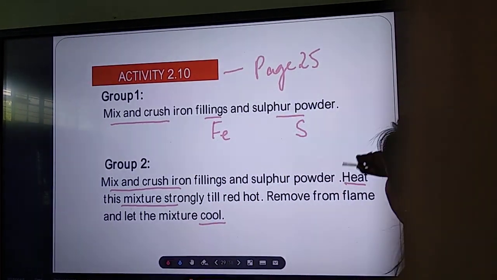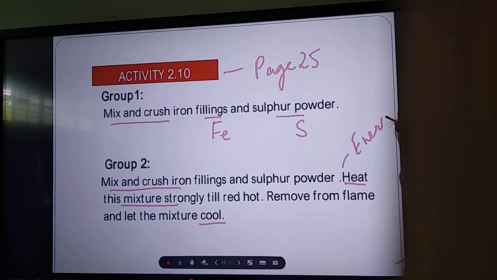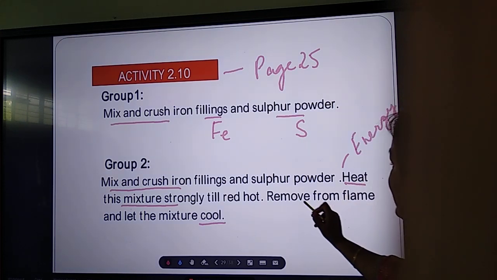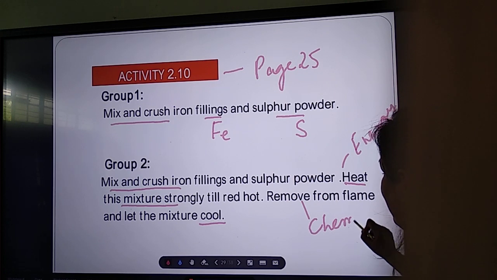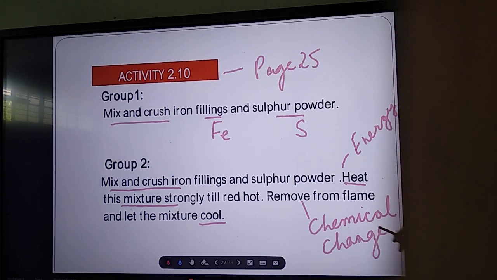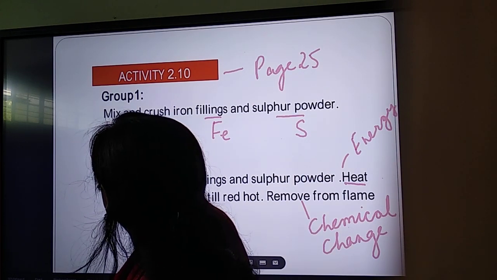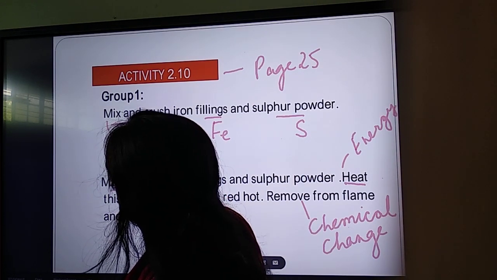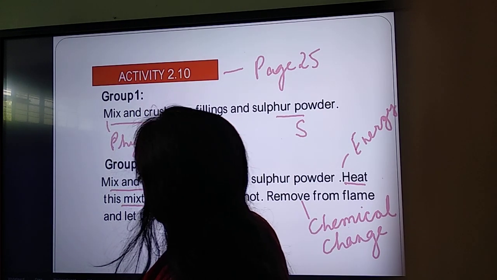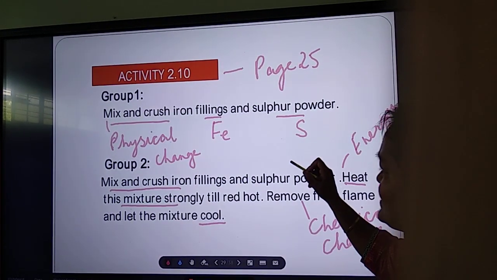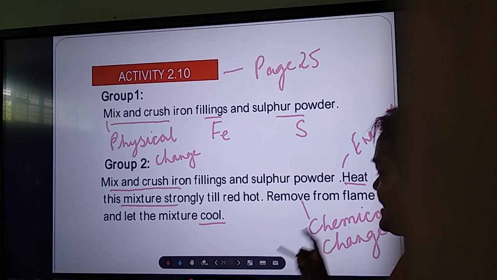When you are heating it, what is taking place? Energy change is taking place. So this is an example of what change? It's an example of chemical change. Do you remember? In a chemical change, new substances form and energy change takes place. The simple mixing is an example of physical change. I think you remember what a physical change and a chemical change are. In physical change, no new substances are formed and no energy change takes place.